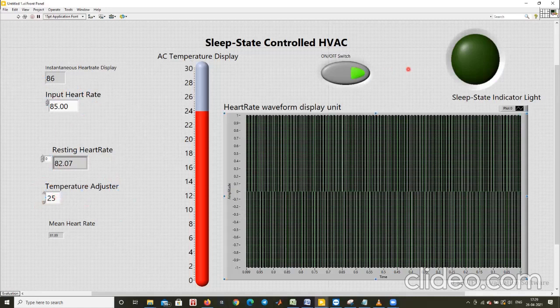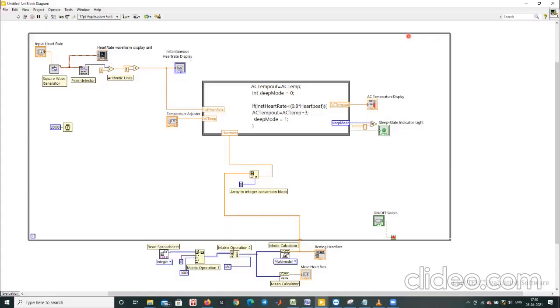So this is about the dashboard of the sleep state controlled HVAC system. Now that we know about the dashboard of the HVAC system, let's look into the internal circuitry. This is the internal circuitry of the HVAC system, and essentially this is where all the magic happens, if you may.